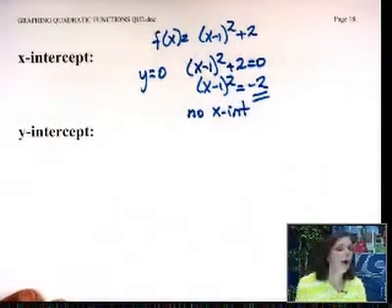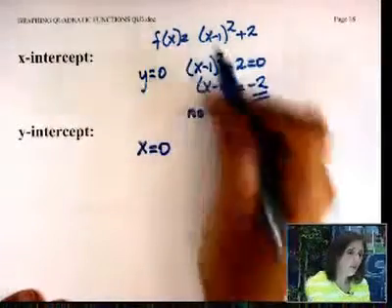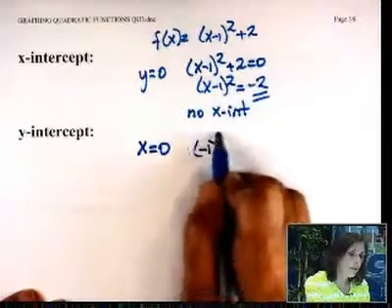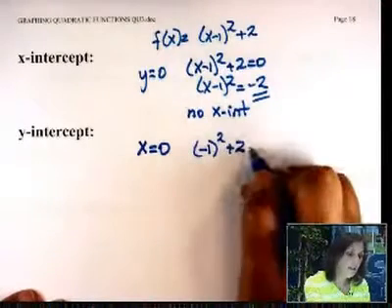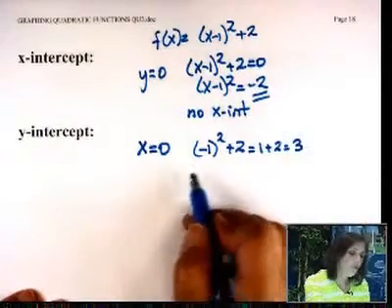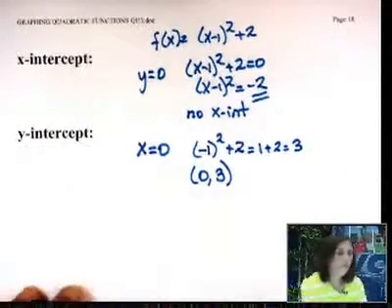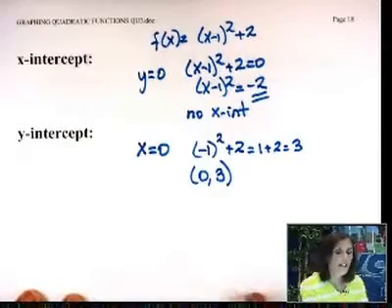Okay, how is y-intercept going to go? That's x equals 0. Put 0 in here. So you have negative 1 squared plus 2. That's going to be 1 plus 2, which is 3. That's going to be 0, 3. All right.